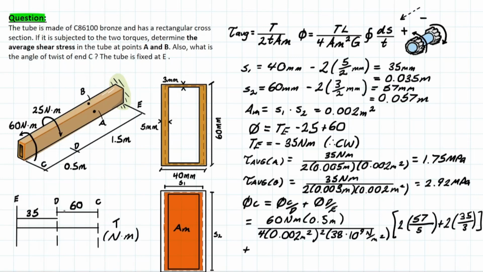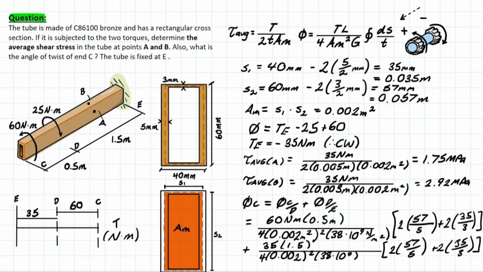Now we're simply going to be repeating this, except now we have to consider the next segment, which is 35 times the length of 1.5, and all the rest of this is going to be exactly the same. Leaving us with our final answer, hope you guys can see this at the bottom, of 0.36 degrees. And those are your final answers for the problem.